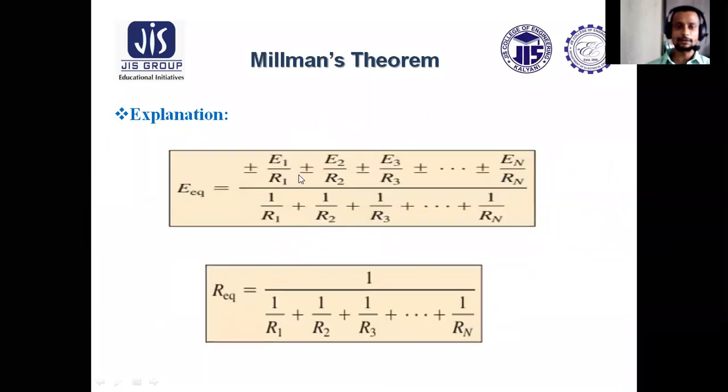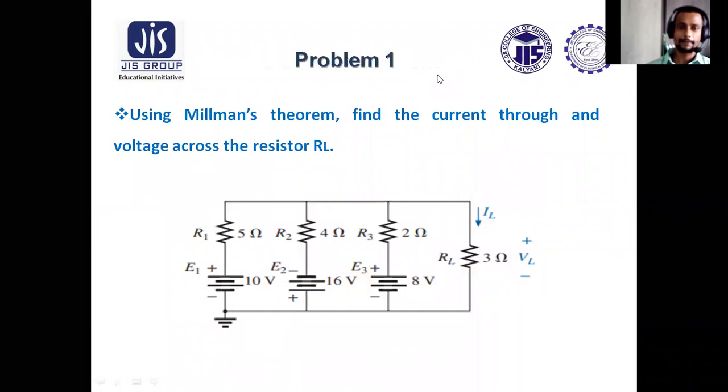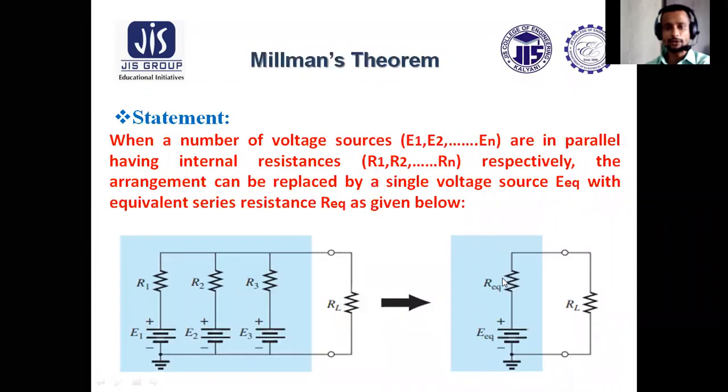So finally, you have got these two equations. G1 is replaced by 1 by R1. For a given network, all these values are provided, so you can find EQ and REQ. Now once EQ and REQ are known, RL, that is the load resistance, is also known, so the current through this path you can easily determine.